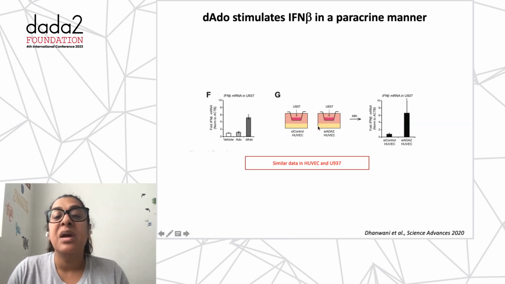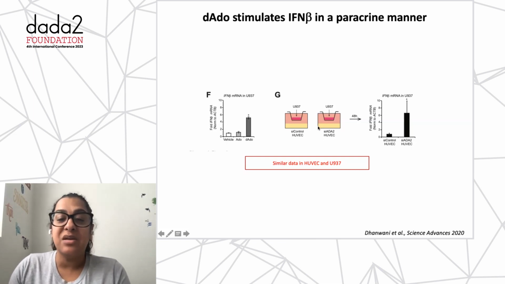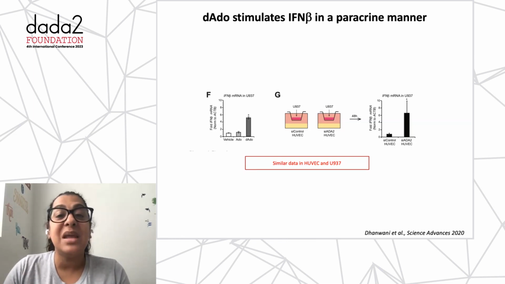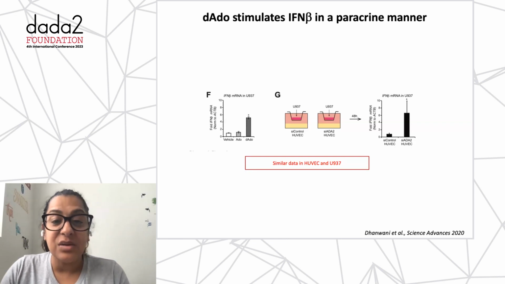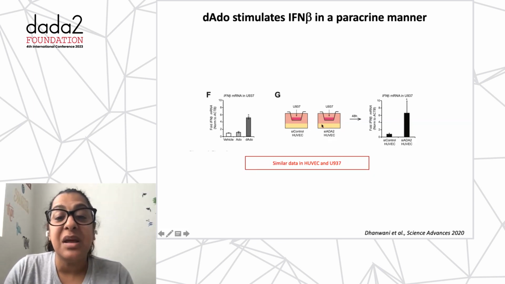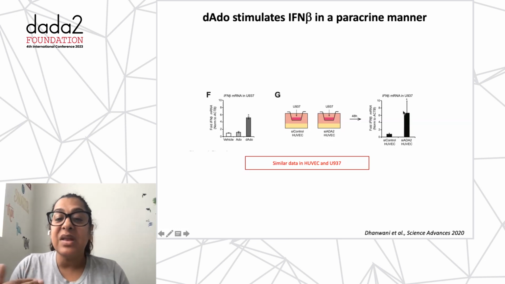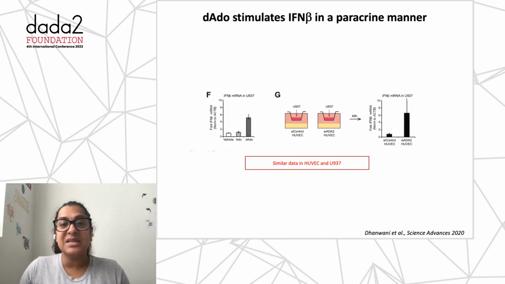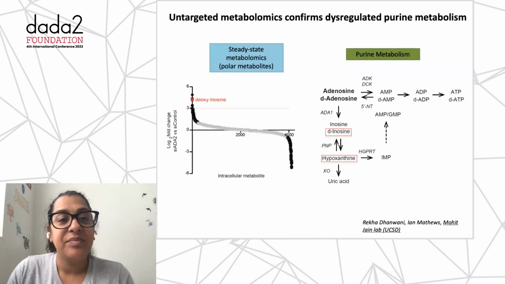We also showed that an ADA2 knockdown endothelium can transmit signals in a paracrine manner to wild-type monocytic cells, in that this knockdown ADA2-deficient endothelium induces an IFN-beta response even in the wild-type monocytes, indicating that these purine nucleosides can act in an autocrine but also a paracrine manner.